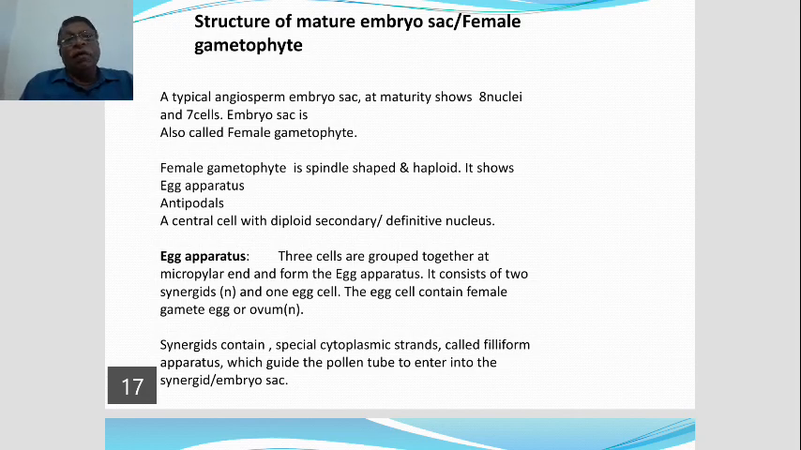Now, very important NEET point. The synergids contain special cytoplasmic strands called filiform apparatus, which guide the pollen tube to enter into the synergid or embryo sac at the time of fertilization. That's all, egg apparatus. For 2 marks, explain egg apparatus.